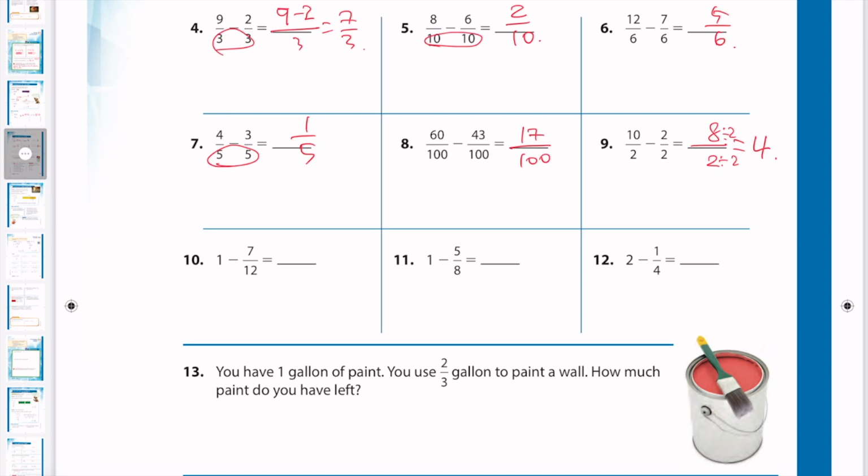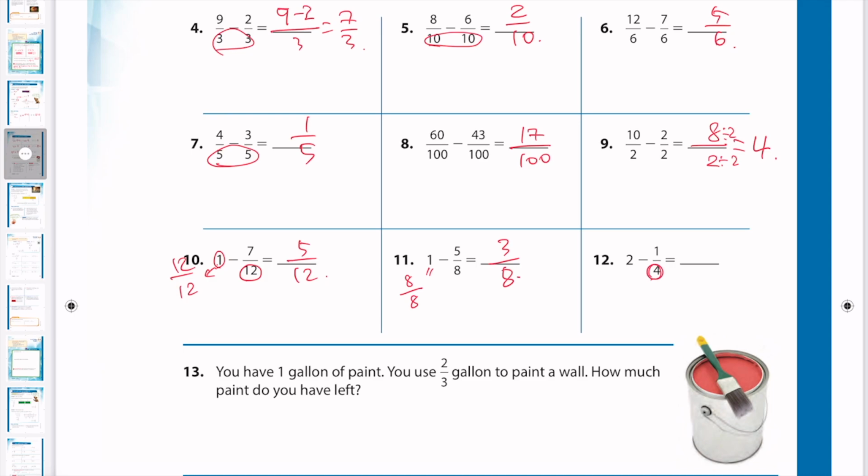And 1, okay, I'm going to convert that into what? Since this is 12 pieces, 12 take away 7 is what? 5 over 12. All right, same thing. I'm going to convert that into 8 over 8. Take away 5 is 3 over 8. Okay?